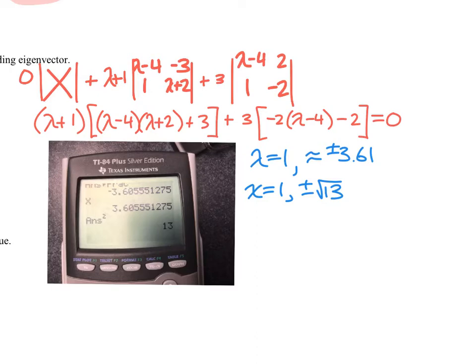All right, so now what we have to do in order to find the eigenvectors is solve the homogeneous equation associated with these eigenvalues. All right, so we're going to go back in time real quick and I'll show you the relevant.